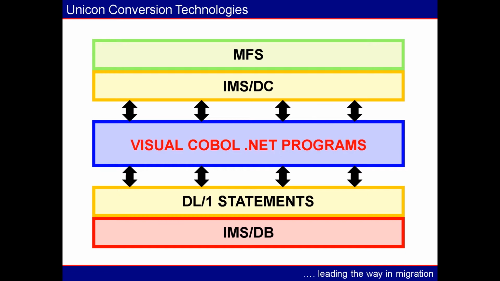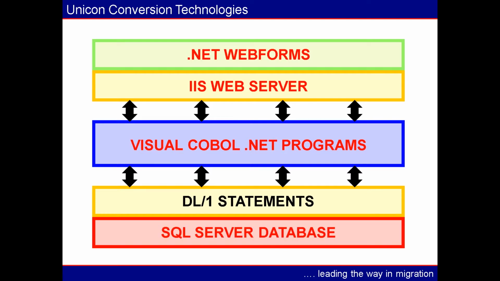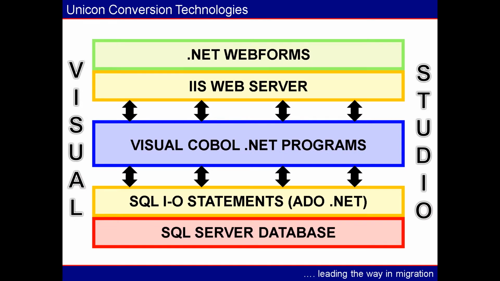Using the Unicon automated code and data converters, the IBM COBOL programs are converted to Visual COBOL.NET COBOL programs. The MFS screens are converted to ASPX web form screens. The new ASPX web forms are implemented on an IIS web server that replaces the IMS transaction manager. The IMS database files are converted to SQL Server relational tables. The new Visual COBOL programs are modified to access the SQL Server tables instead of the IMS database files. The converted application code set is maintained in Microsoft Visual Studio.